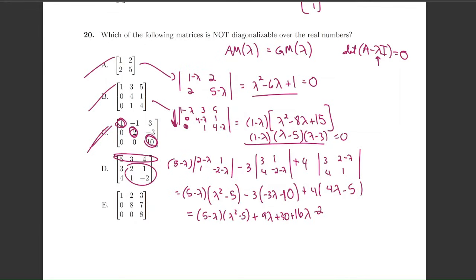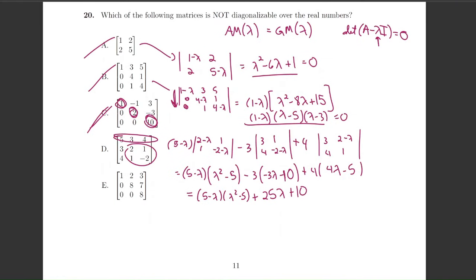Okay, and that gives us 25 lambda plus 10. And this gives us lambda cubed plus 5 lambda squared plus 30 lambda minus 15 equals 0. After checking with Wolfram Alpha, I realized that this is actually not easily factorable. So I'm not entirely sure how you're going to figure out this is diagonalizable.